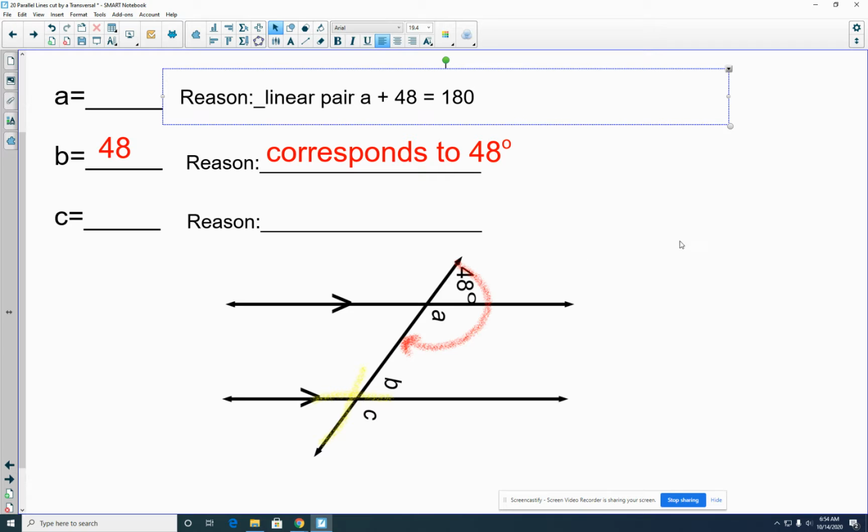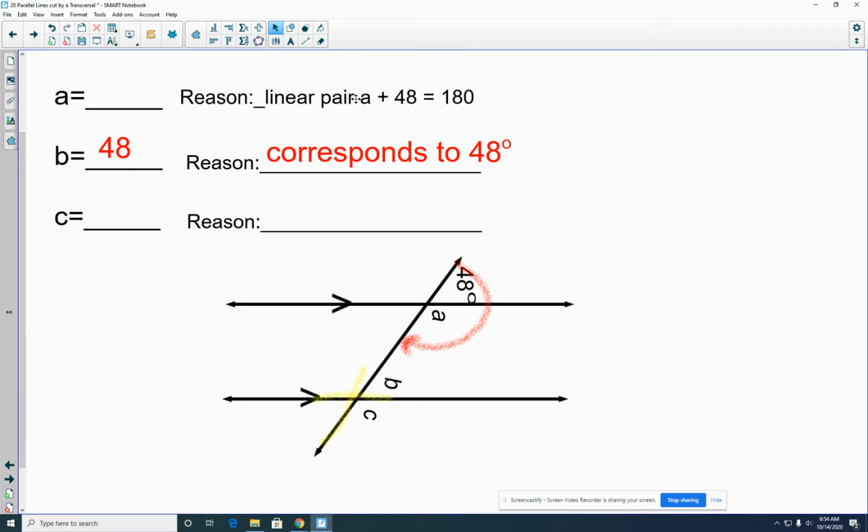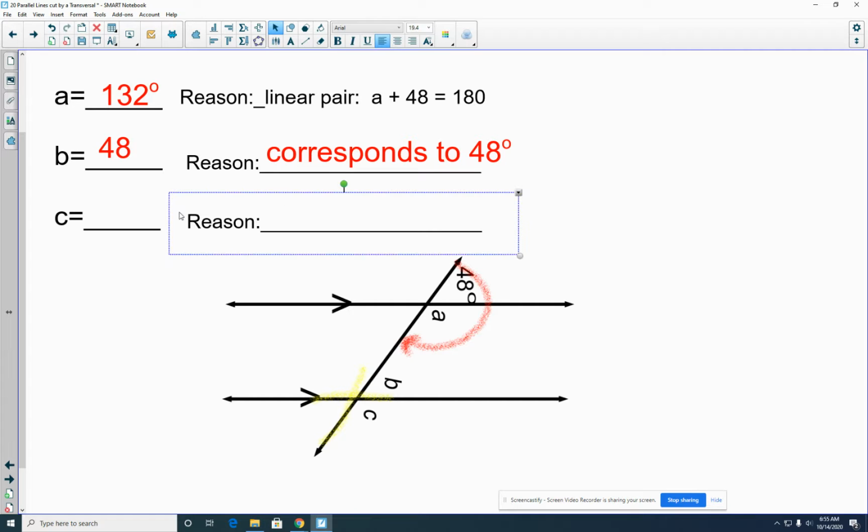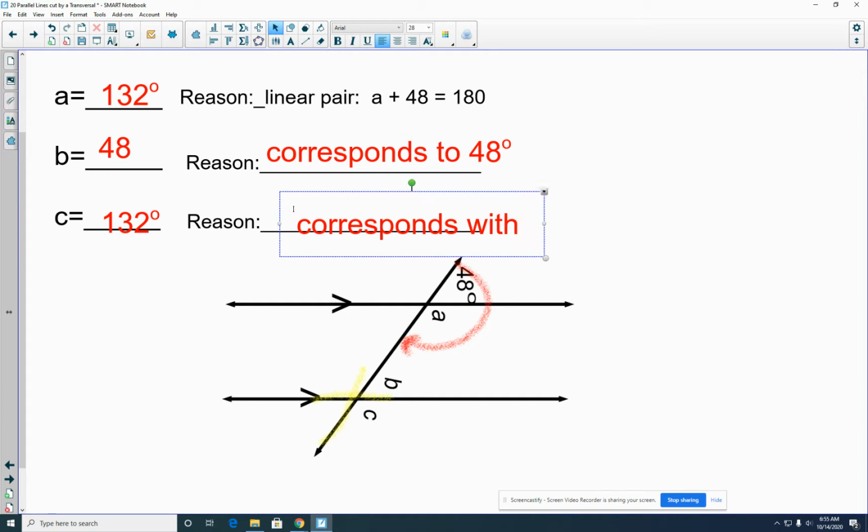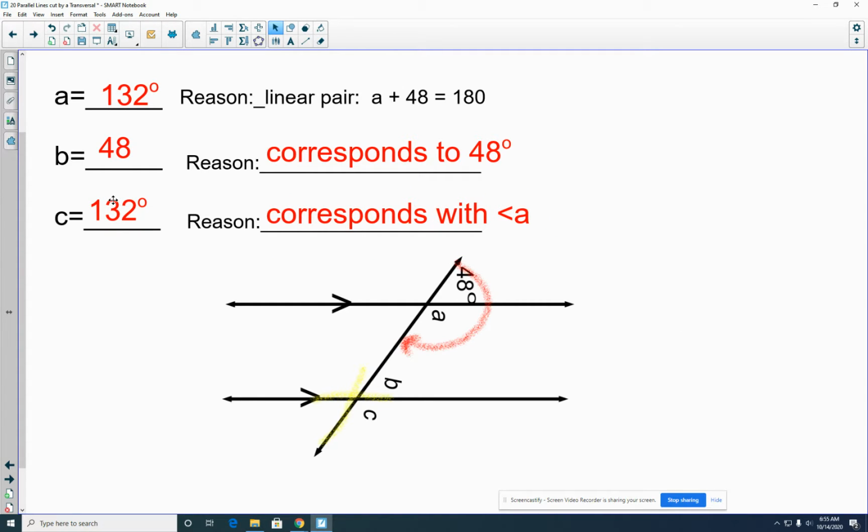Okay, so here's the reason there. Linear pair, so I have A plus 48 equals 180. Then I can easily solve: subtract 48 from both sides, and A is 132 degrees. Now we said A and C are corresponding, so I know that C has to be 132 degrees because it corresponds with A. There you go. We're done. That's how it works here.